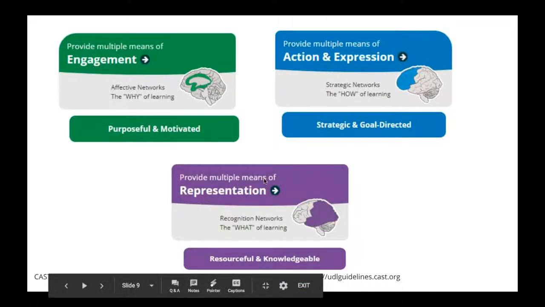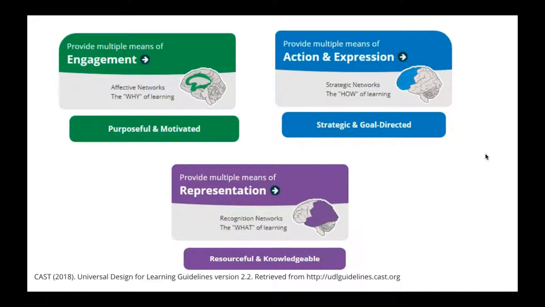Multiple means of engagement helps our students become more purposeful and more motivated. Multiple means of action and expression helps our students become more strategic and goal-directed. So that's kind of the how of learning, strategic networks. And then multiple means of representation deals with recognition networks, kind of the what of learning, and they help our students ultimately become lifelong learners who are resourceful and knowledgeable.